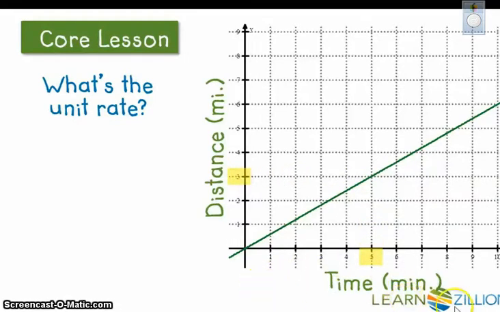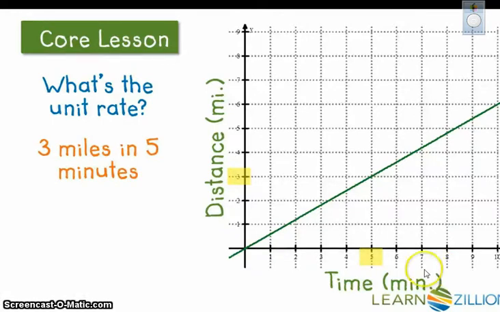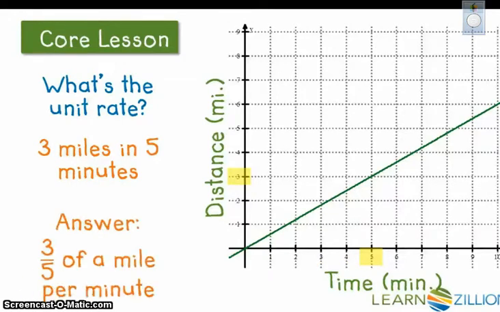This ordered pair tells us that in 5 minutes, you can travel 3 miles. 3 miles in 5 minutes. From that information, we can find the unit rate by dividing. And again, remember, fractions are just as good in this case as decimals, so our answer is 3/5 of a mile per minute.